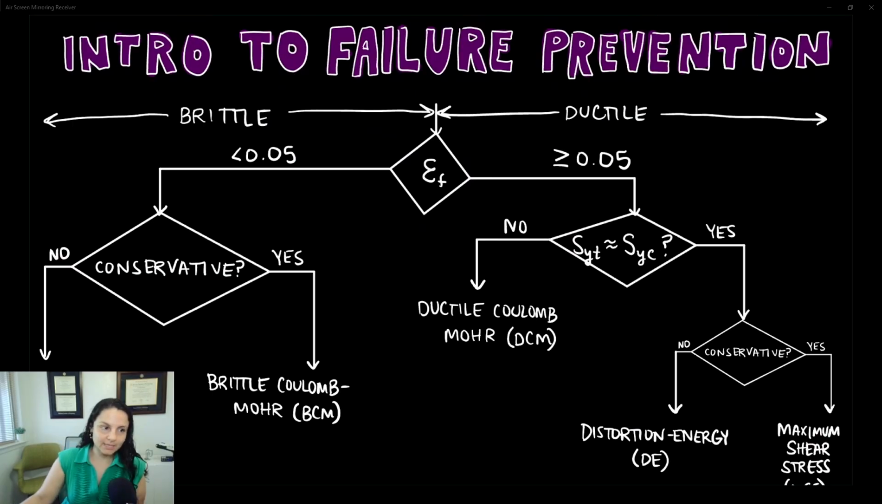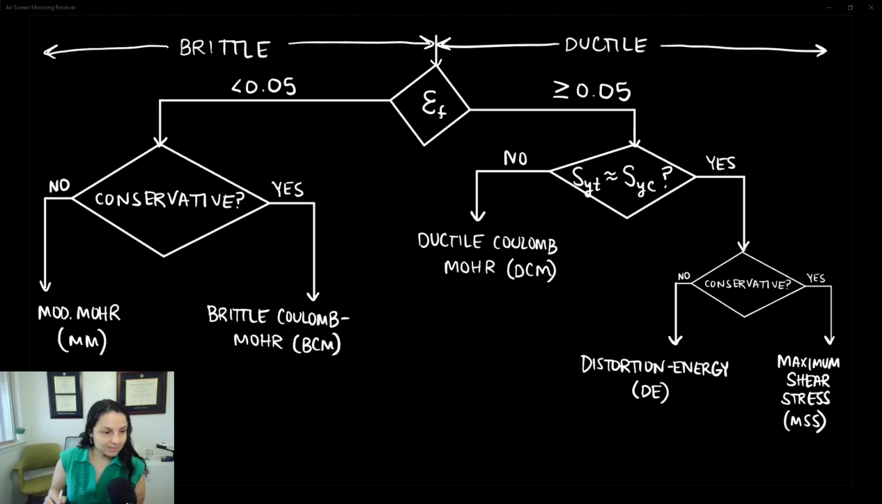Alright, so to start us off today, let's revisit our flow chart from the Introduction to Failure Prevention video. In our last video, we talked about the failure theories on the ductile side of the flow chart. And now today we're going to talk about theories on the brittle side of the flow chart. Remember that we're defining a brittle material as one that has a strain to failure of less than 5%. And we have two options here. We can either use modified Mohr if we don't want to be more conservative, or we can use the Brittle Coulomb-Mohr if we do want to be more conservative.